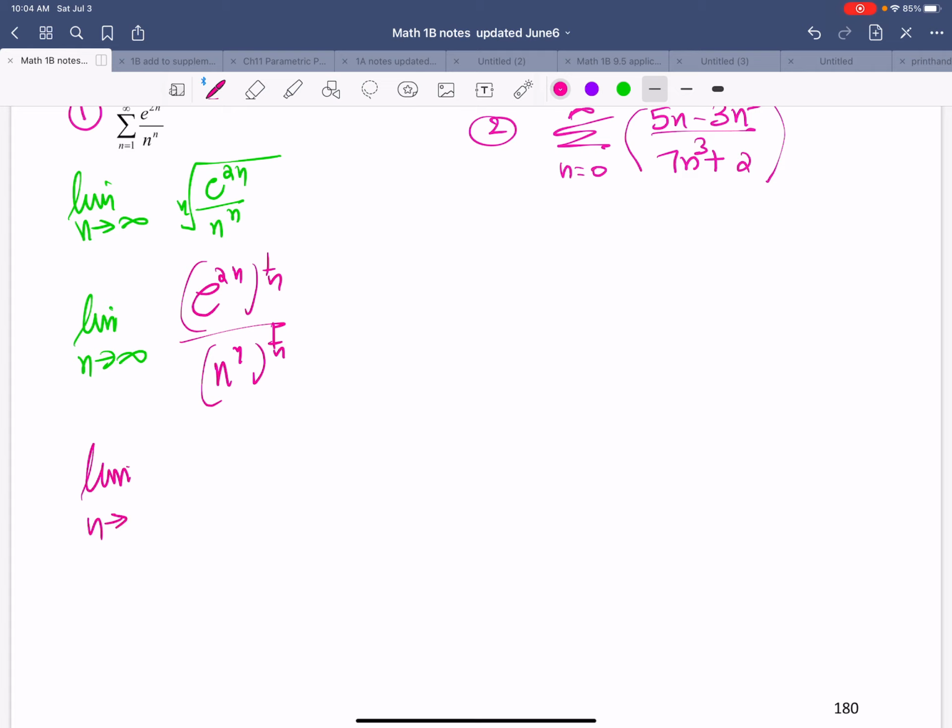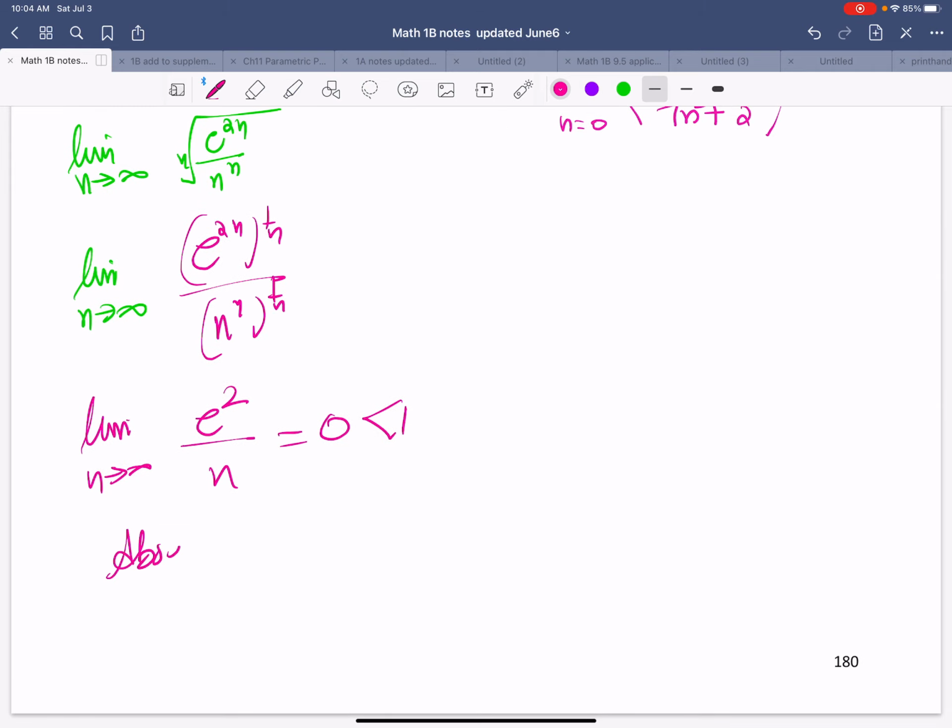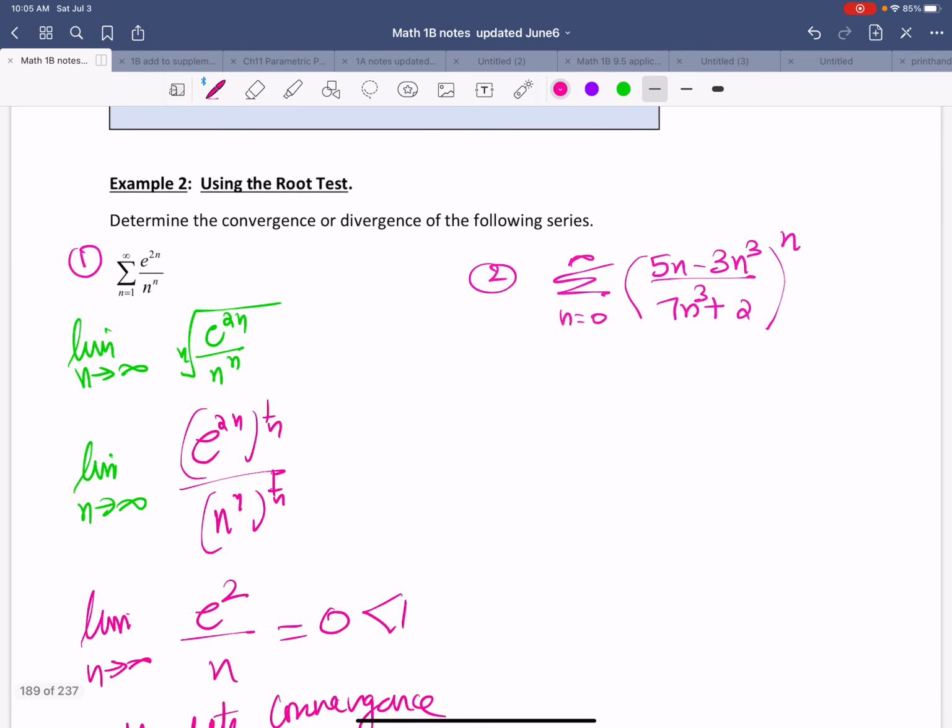Where does this limit go as n goes to infinity? The n and n will cancel, so we have e squared in the numerator and n in the denominator. When n goes to infinity, this limit goes to 0, which is less than 1. So we do have absolute convergence in this case.